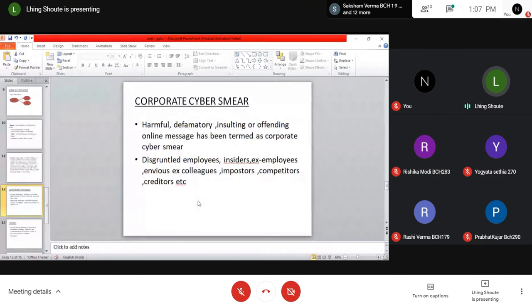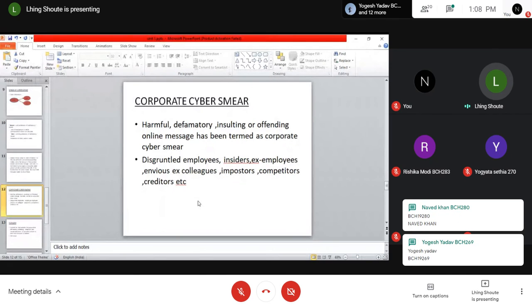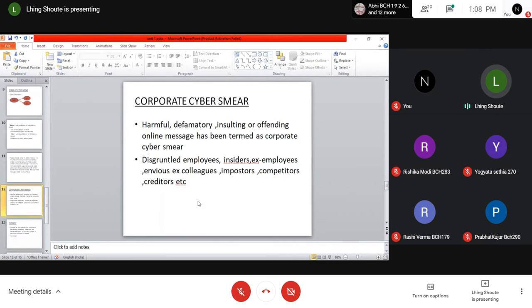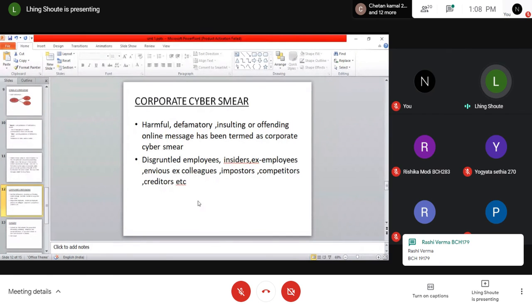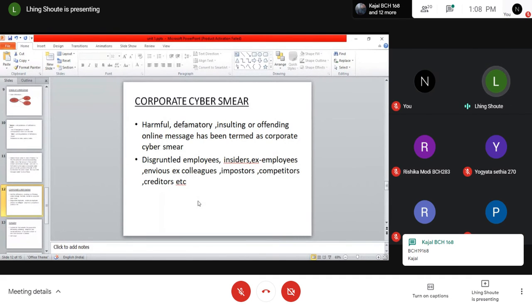A corporate cyber smear is this: in a stock market, if you're an investor investing in the stock of a company, any information about the company or the economy will affect the purchase and sale of your stock. So if harmful messages are being posted about the company, the management, or the economy, that will affect the stock of the company. There are examples where false information was spread, and that actually led to a fall in the prices of the stock. So that is corporate cyber smear.